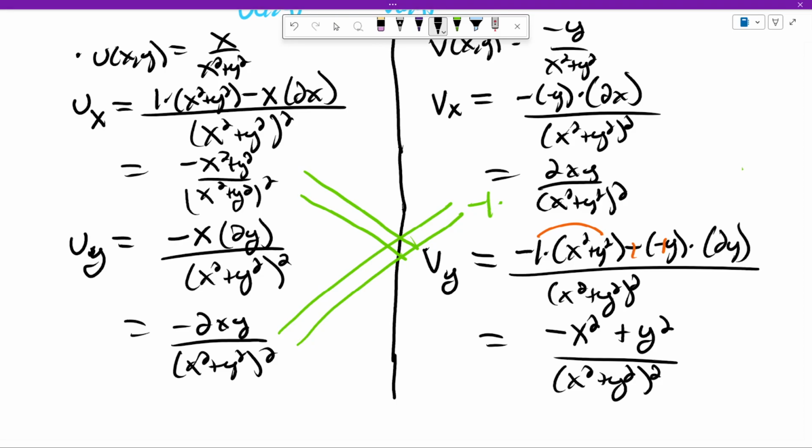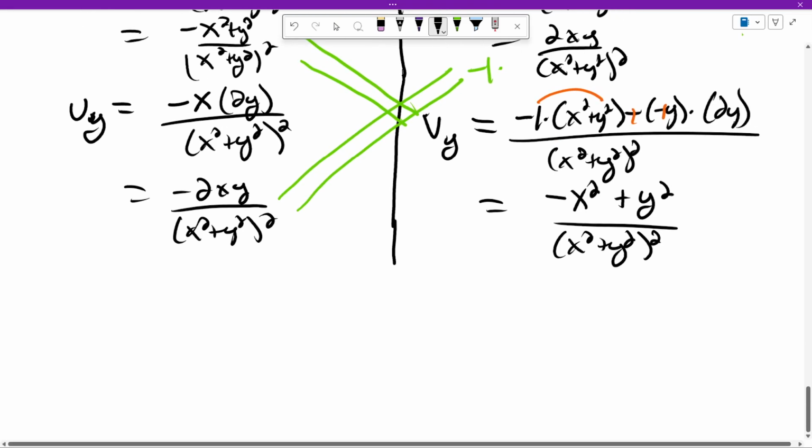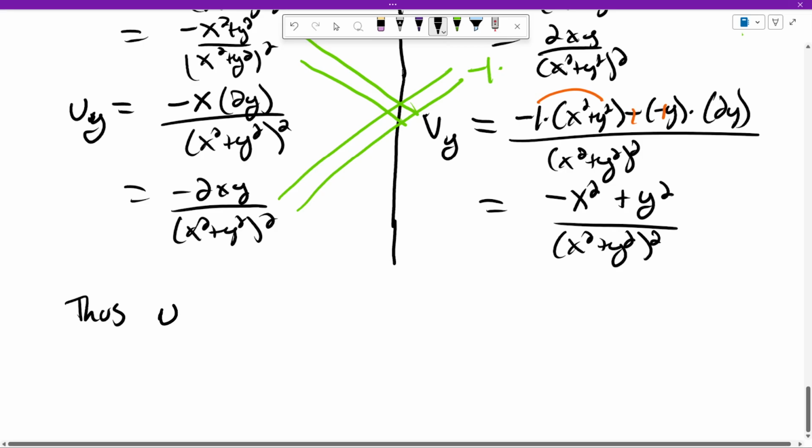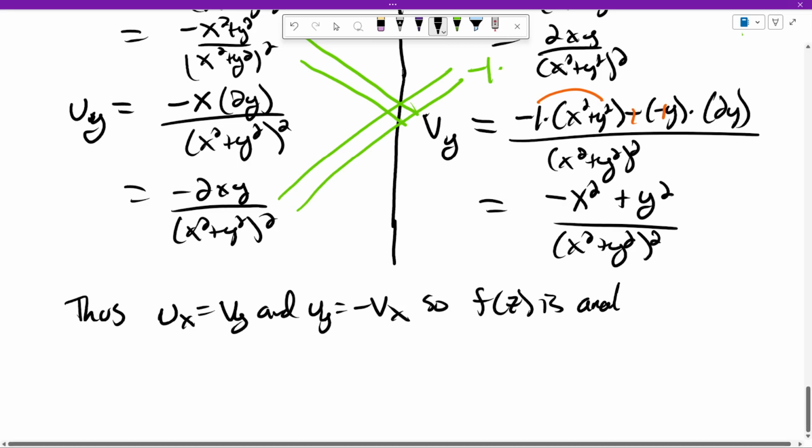And since the Cauchy-Riemann equations are satisfied, we can deduce that our function, this 1 over z function, is of course analytic, which is something we already knew. So thus u_x is v_y and u_y is negative v_x. So f is analytic on C less 0 by the theorem. Great.